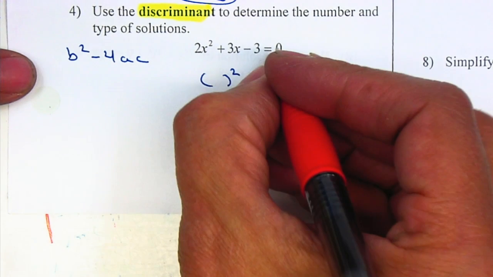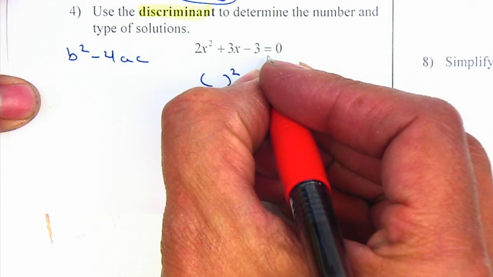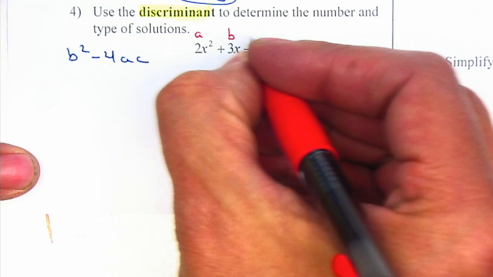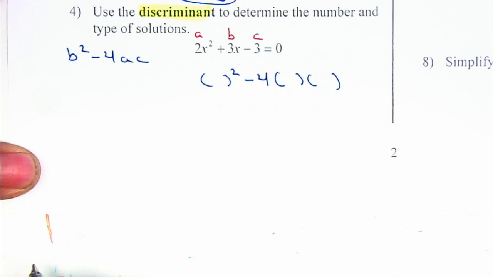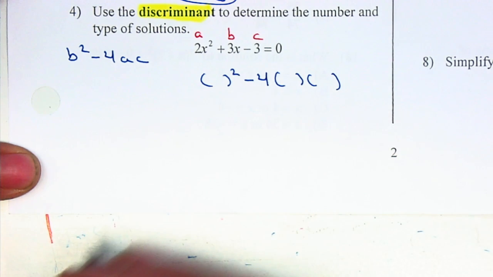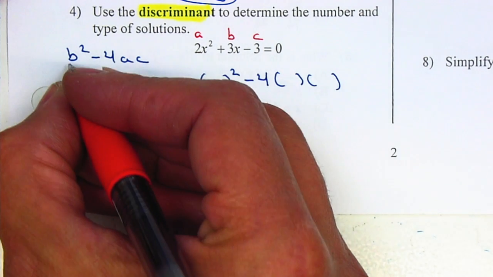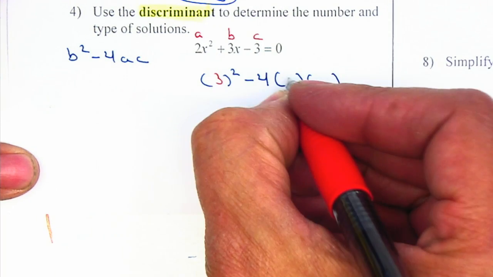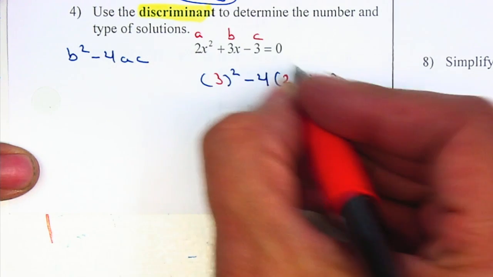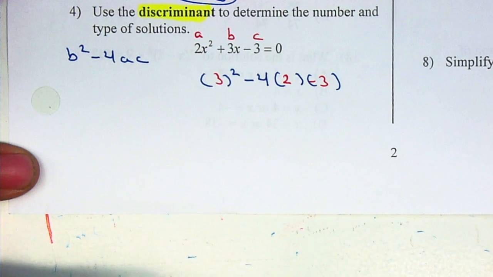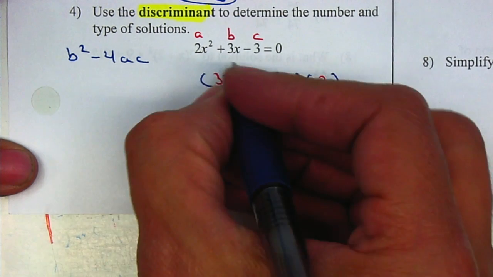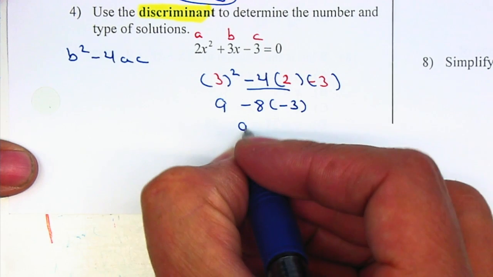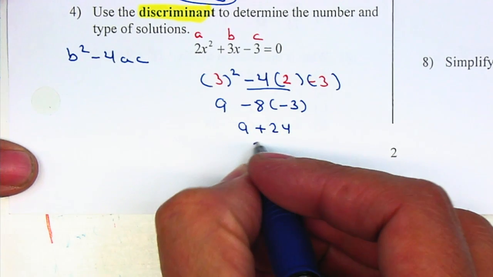Remember, it has to be equal to 0, and it has to be in standard form. This is the value of a, the value of b, and the value of c. Now I can just plug it in. b squared, that'll be 3 squared, minus 4 times a, which is 2, times c, which is negative 3. And we are going to simplify. That gives me 9, then negative 8 times negative 3. 9 plus 24 is 33.